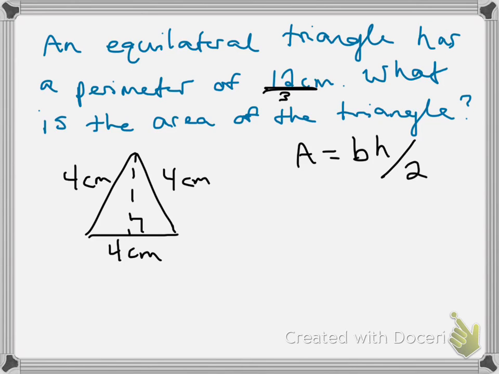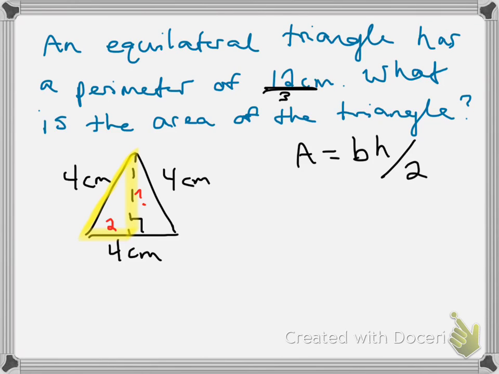So I know that this right here forms a right triangle, and this little piece has got to be half of the base. So this yellow piece down here has to be 2 centimeters. And we don't know what the height is. That's what we need to figure out.